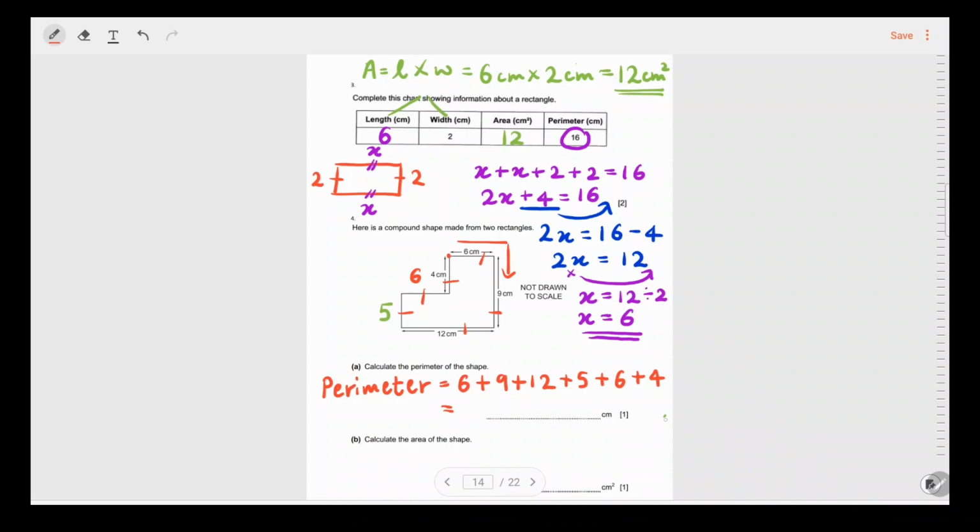So 9 plus 6 is 15. 15 plus 12 is 27. 27 plus 5 is 32. And 32 plus 6 is 38. And 38 plus 4 is 42. So our answer here is 42 centimeters, which is our perimeter.